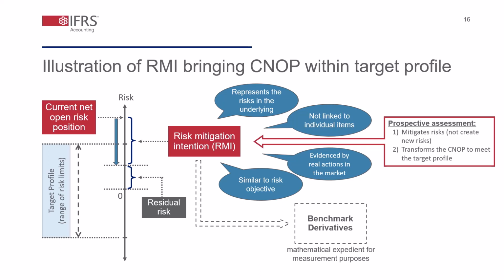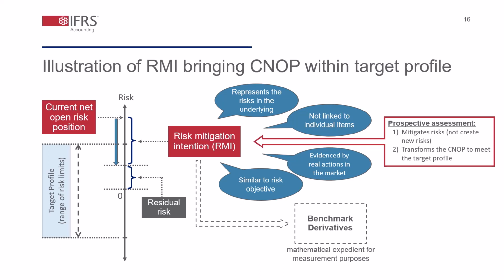which is also known as overhedging. Similarly, it cannot be set as -10, as that would increase the total risk from 100 to 110. In case the risk manager decided to take these risk management actions regardless, the accountant will have to limit the risk mitigation intention to the maximum level allowed, that is 100 in the first case or 0 in the second case. Secondly, the risk mitigation intention has to transform the current net open risk position to a residual risk position that is within the target profile.